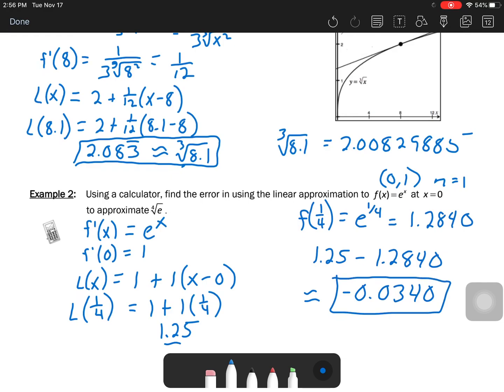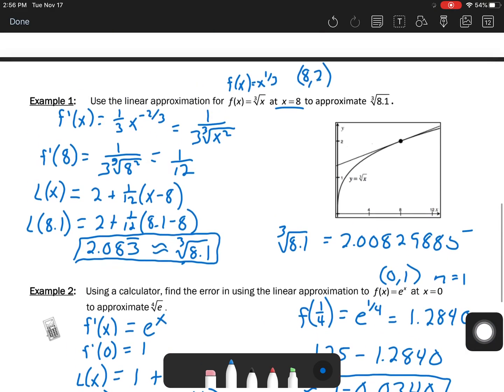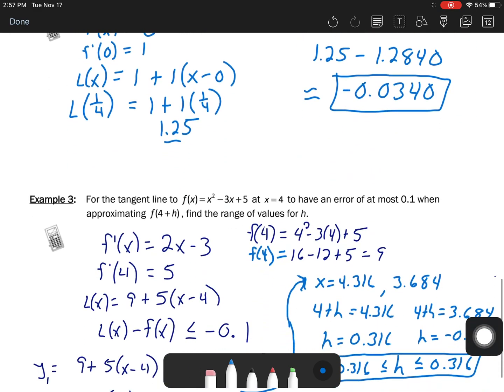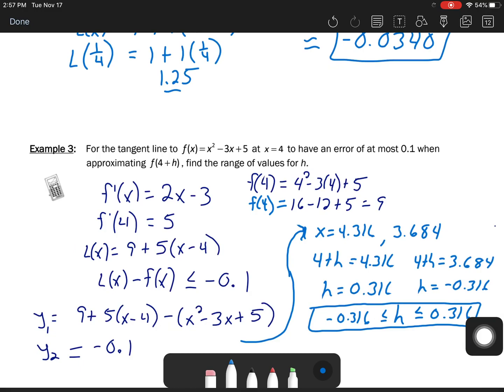Okay, so that's what they mean by calculate the amount of error. So we find the equation of our tangent line, evaluate it at the point in question, which in this case is e to the 1/4 power, right? So that's what we had to plug in, 1/4 for that, and then compare that to the actual function value. I still have my work on here, but that's okay. We'll kind of talk through this one.